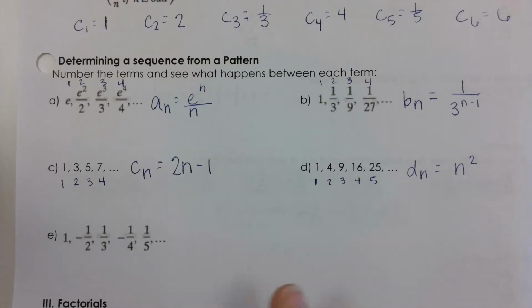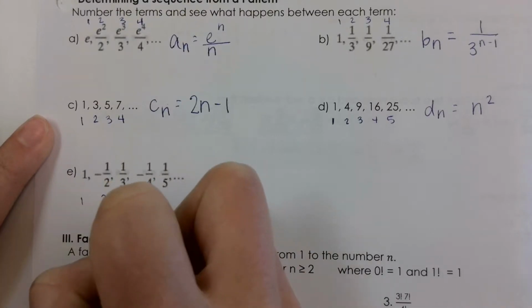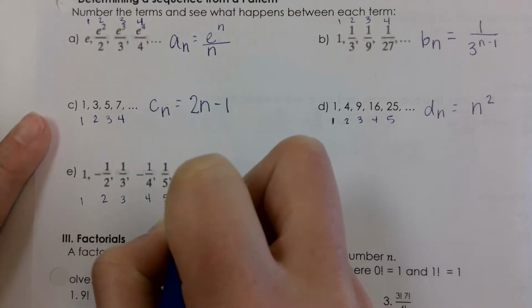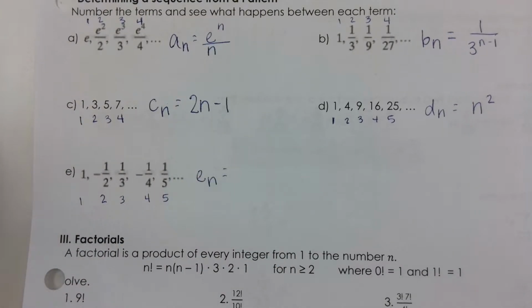So for E, this one's kind of got two parts going on that we've got to look at. So we've got our first term, second term, third term, fourth term, fifth term. So what do you notice is flip-flopping or going back and forth? The negative, right?